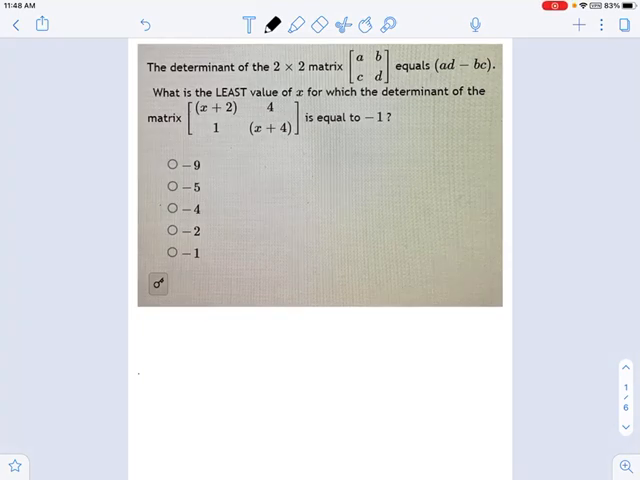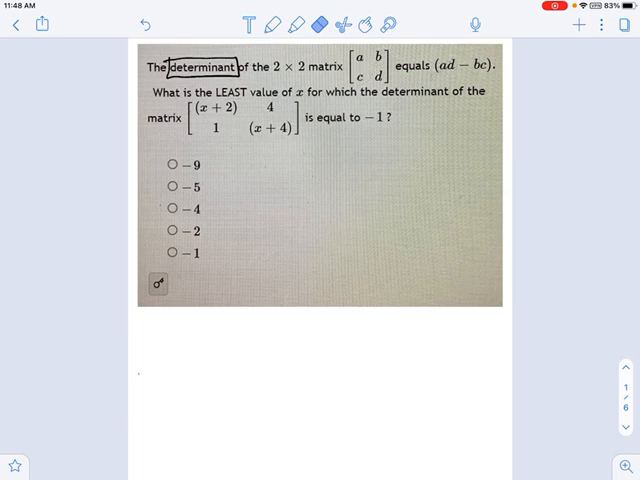One of the basic ideas of matrices that you're expected to know coming out of high school is what a determinant is. And this is a simple definition for a 2 by 2 matrix. For bigger matrices, it gets more complicated, but for a 2 by 2 matrix, the determinant is defined according to this formula right here. It's just A times D, right? There's AD, minus B times C. There's BC.